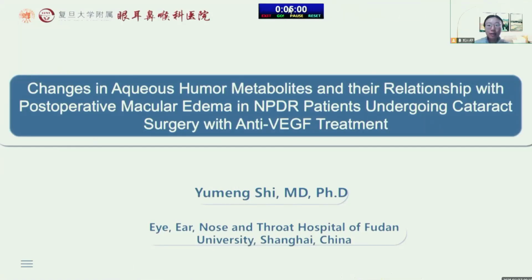I'm from the Eye and ENT Hospital of Fudan University in Shanghai. Thanks for giving me the opportunity to present here. Today my topic is changes in aqueous humor metabolites and their relationship with post-operative macular edema in NPDR patients undergoing cataract surgery with anti-VEGF treatment.